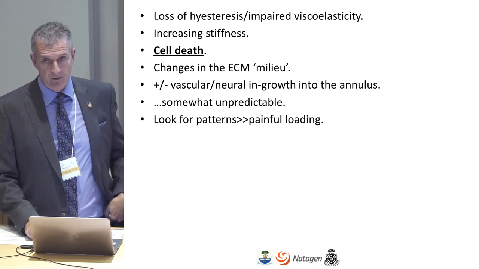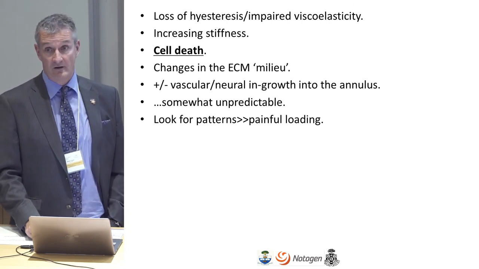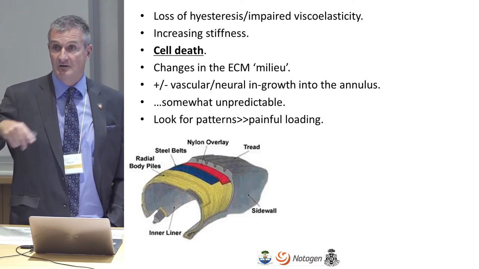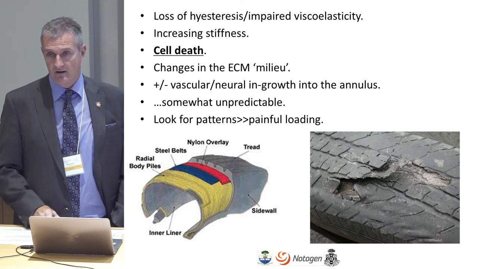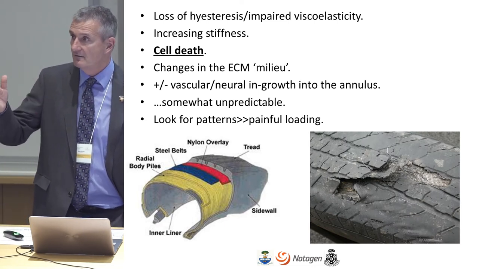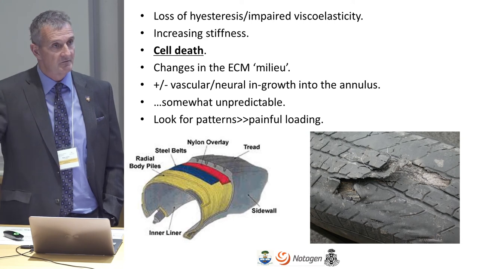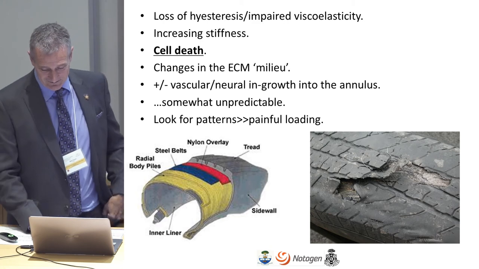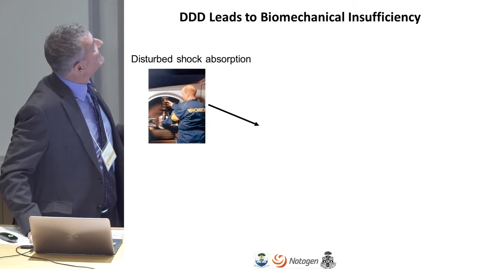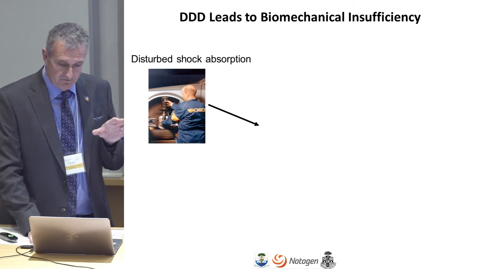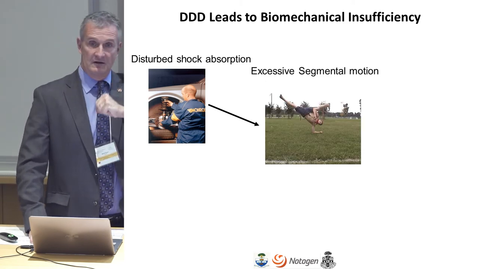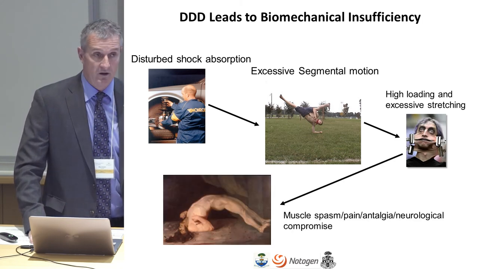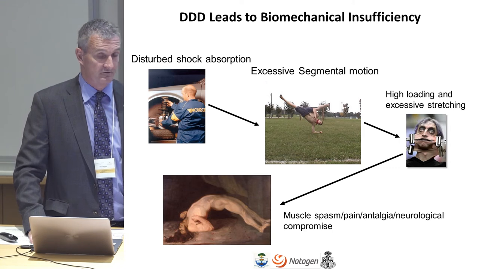It's a little unpredictable. You look for patterns of loading, people who have this problem will tell you weight bearing hurts, or bending forward, or sitting, or something like this. I liken it to a tire. You get steel belts and rubber and all that stuff, and you might get a little damage to it, and it's okay. And then all of a sudden one day, there goes your flat tire. You might have gone over a little bump, but you might have gone over 10,000 puddles, particularly in Toronto. This is kind of what happens. So what happens here in a nutshell really is you get disturbed shock absorption, and you get too much segmental motion, instability, let's say, it leads to a little excessive loading and stretching, and then you walk in someone's office with my back's killing me or my neck hurts or something else.